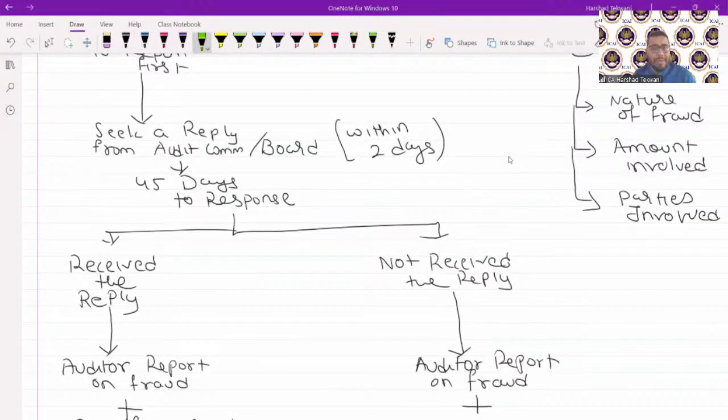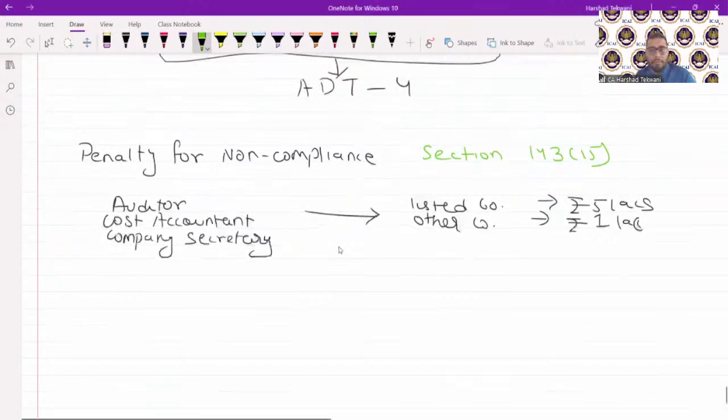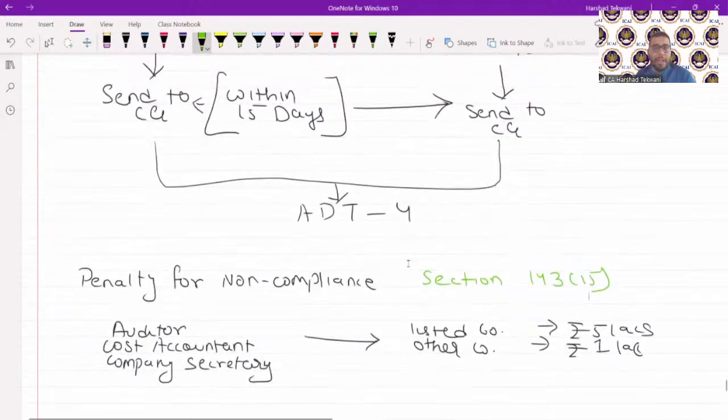Now these provisions of section 143(12) on fraud will also apply to cost accountant and company secretary. That's why they are also covered under the penalty. So the provisions of 143(12) are applicable to cost accountant and company secretary also. That's why they are under the purview of penalty. I hope it is clear. Any doubt till now, guys? Any doubt?